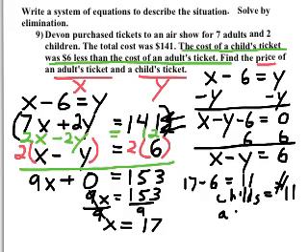And adults equal 17. Okay, but are we done? No, because we really should check them in our second equation, which was, remember, our second equation is this one right here.